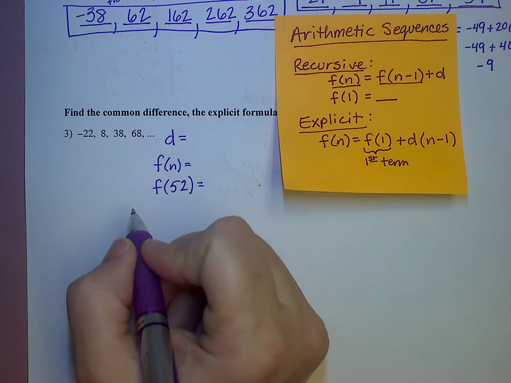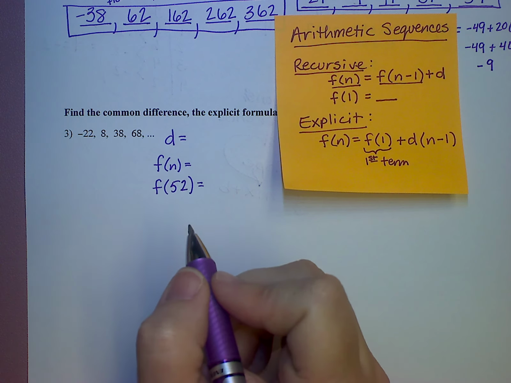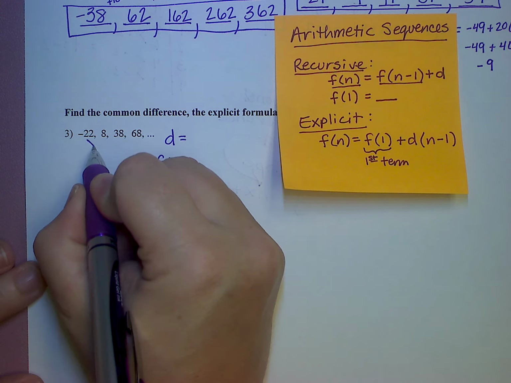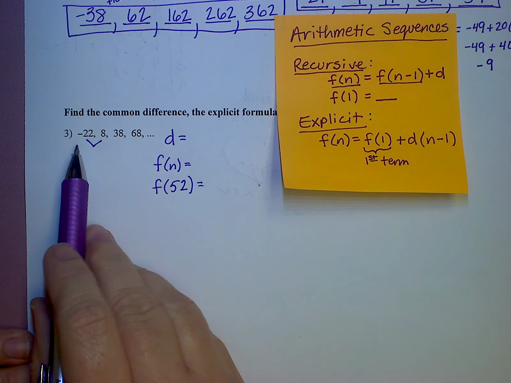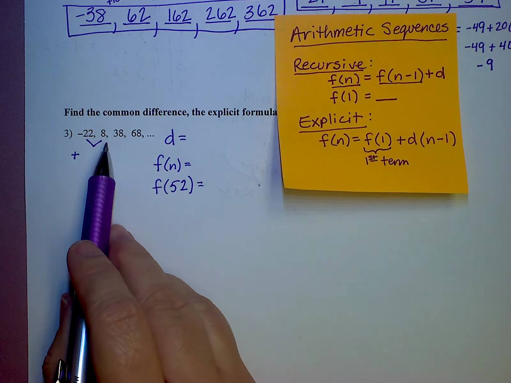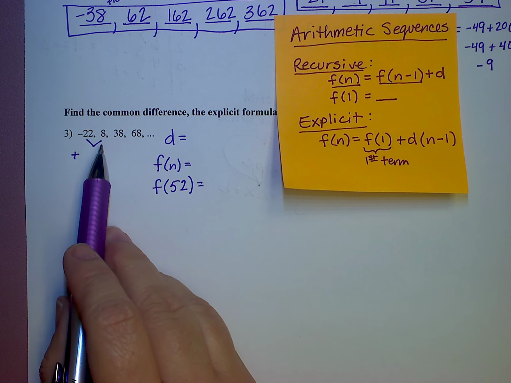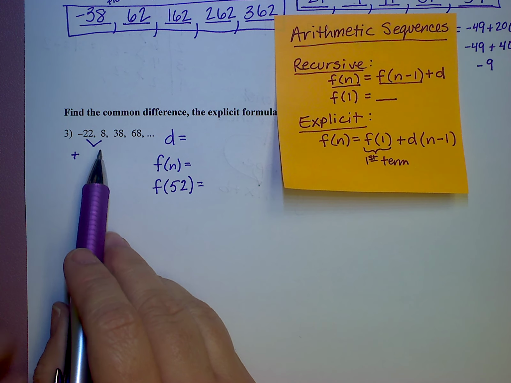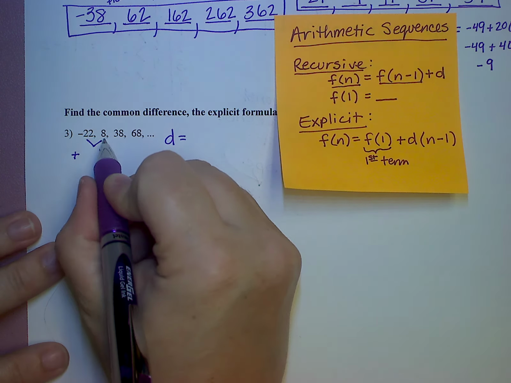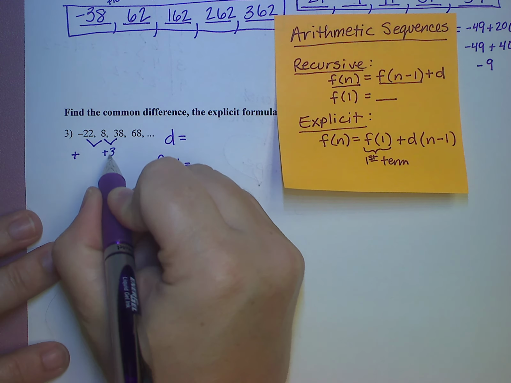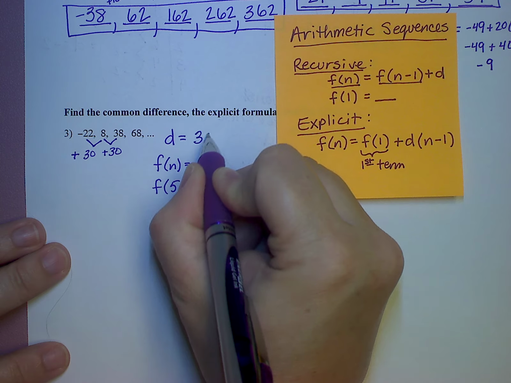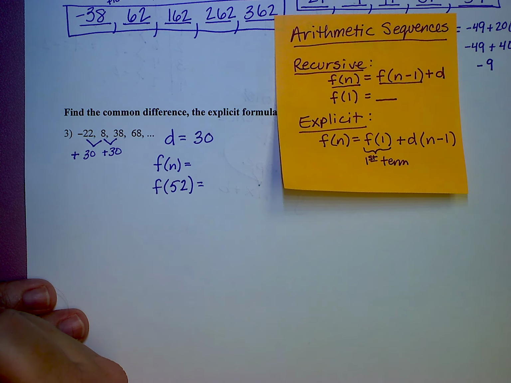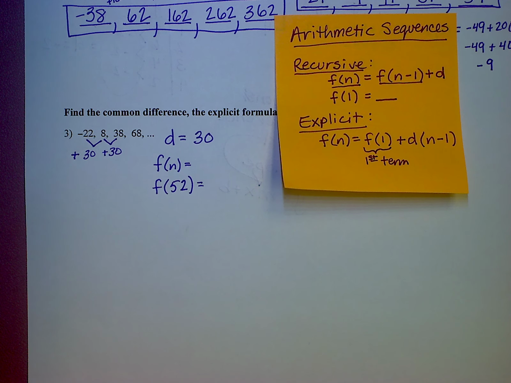So, common difference should be fairly easy to find, right? I just have to figure out, well, first off, I know they're adding something. How do I know they're adding? Well, they're going from a negative number to a positive number, so that has to be addition, right? What are they adding? Well, it's hard to see there, but here I think I can see they're adding 30. So my common difference is 30. So far, so good?